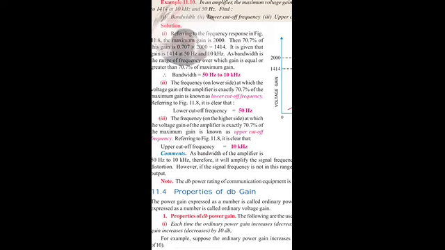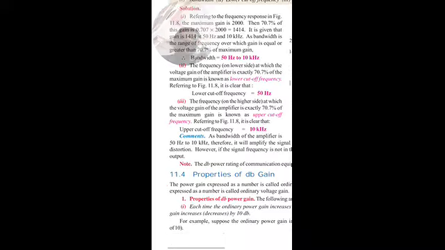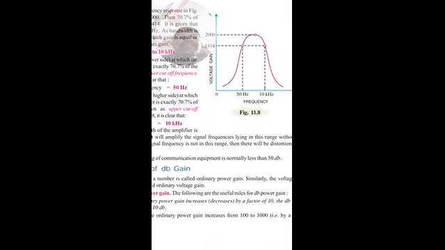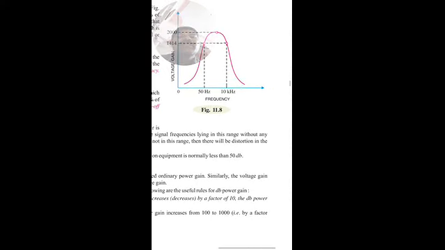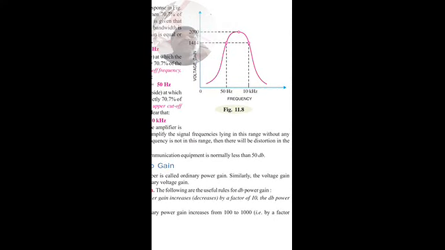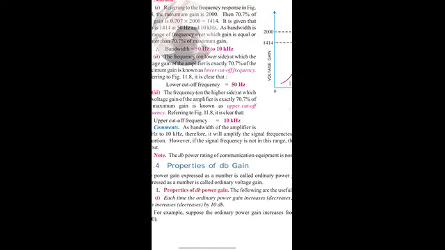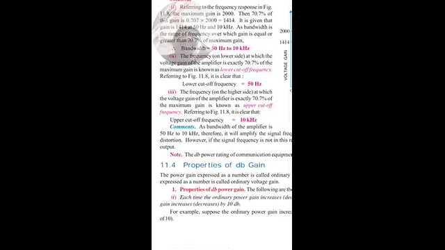So the bandwidth of the amplifier is 50 Hz to 10 kHz. Therefore, all signal frequencies lying between 50 Hz and 10 kHz will be amplified uniformly without distortion by the amplifier. Hence, it is known as the bandwidth of the amplifier.